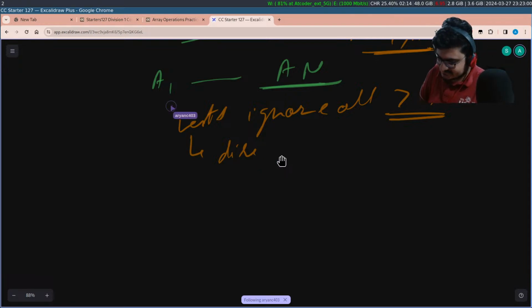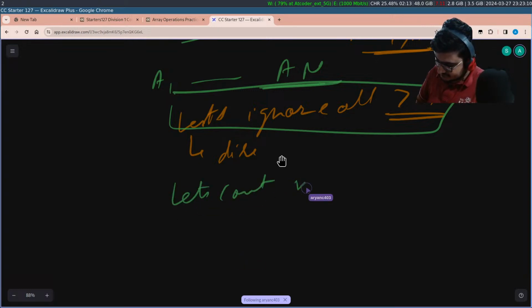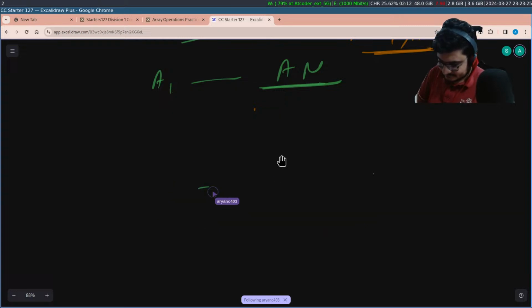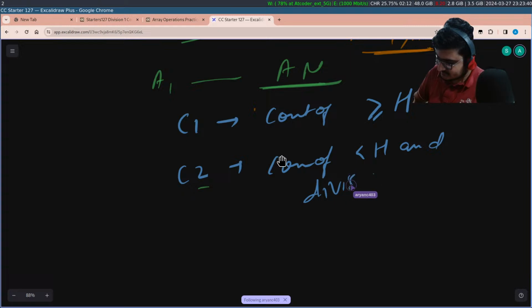The first idea which comes to anyone's mind is let's ignore all the numbers greater than h and let's count numbers divisible by k and less than h. Let me define multiple counts here. We say C1 is the count of numbers greater than or equal to h. C2 is the count of numbers less than h and divisible by k.